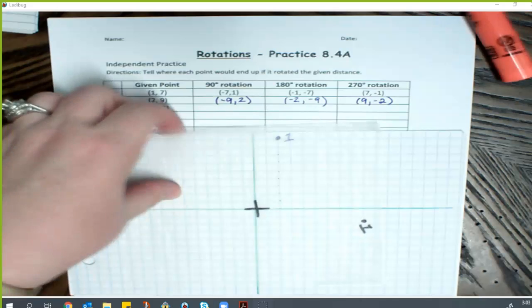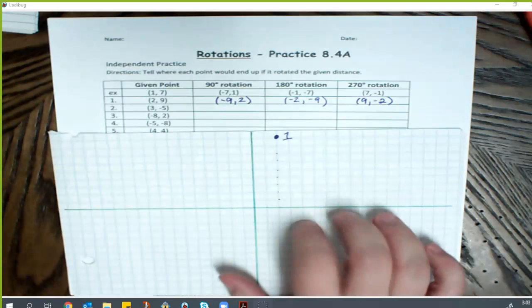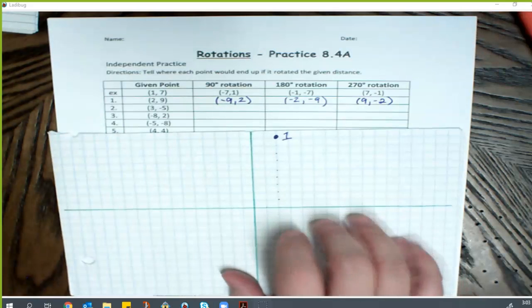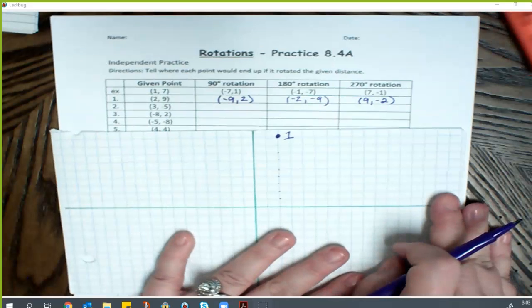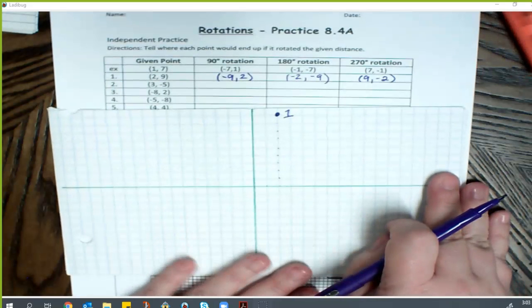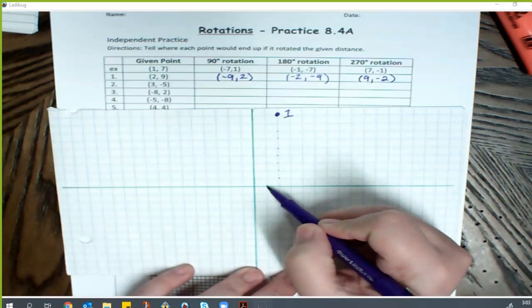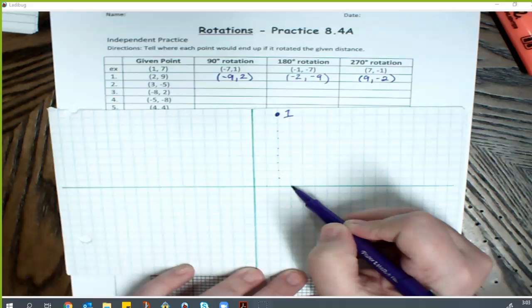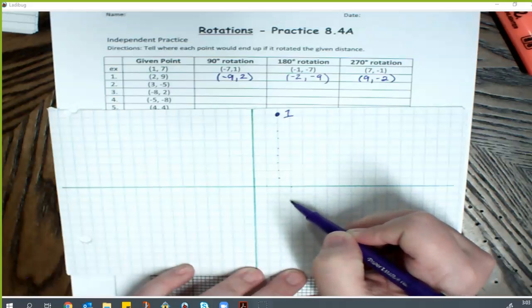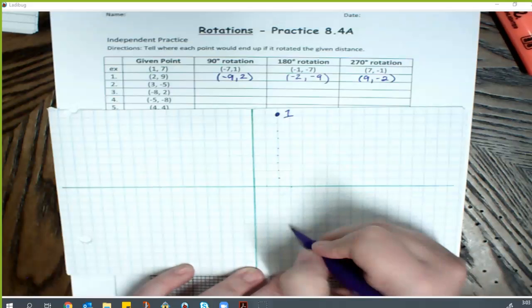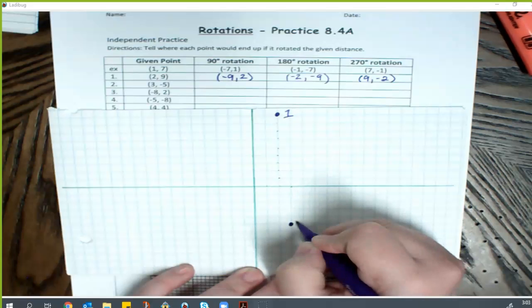All right, let's do number 2 now. We have to graph the original point on our graph paper. So let's graph number 2. The ordered pair is 3, negative 5. 1, 2, 3, down negative 5: 1, 2, 3, 4, 5. There's number 2.